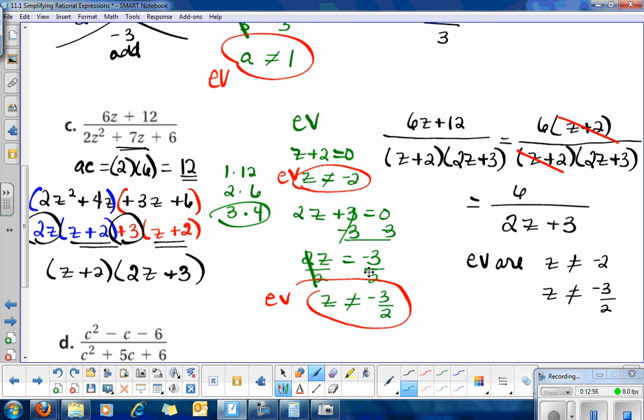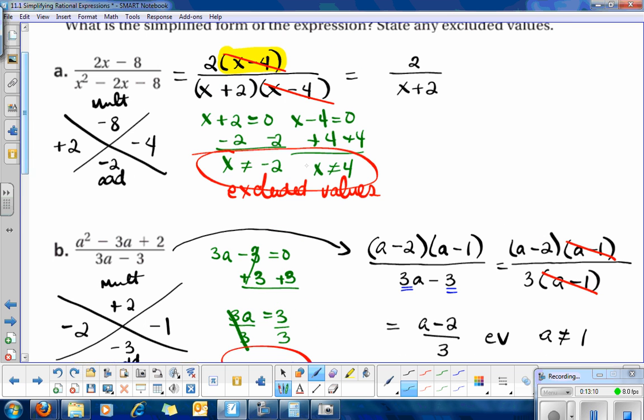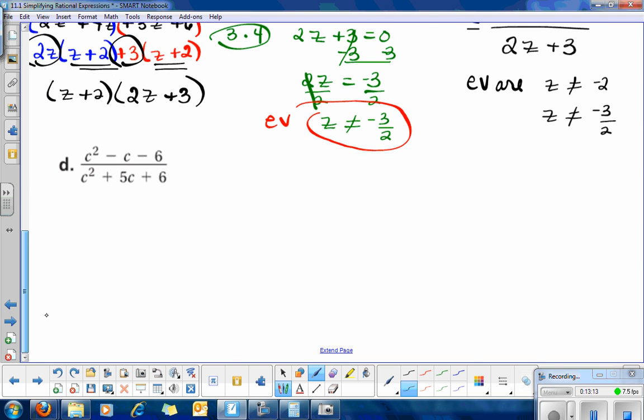Okay? So you could also do that up here. You have your final answer here, and then you can say excluded value is a not equal to 1. And then your excluded value is here, same thing. Okay? All right, so let's do problem D.